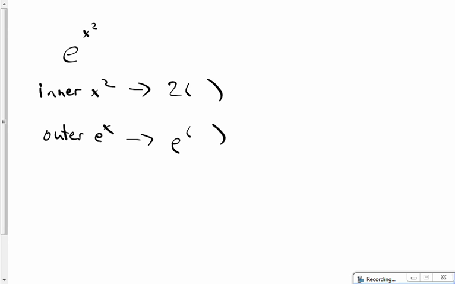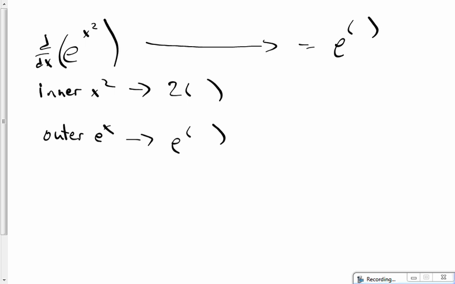So if I'm using chain rule to differentiate e to the x squared, my derivative with respect to x is going to equal e to the inside, left the same, times the derivative of the inside, 2x. So the derivative would be 2x e to the x squared. Does that help a little bit? It doesn't follow power rule because you don't reduce the exponent. Questions on that?